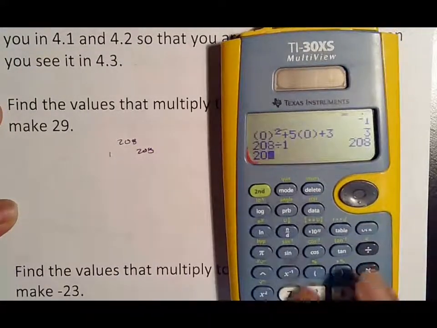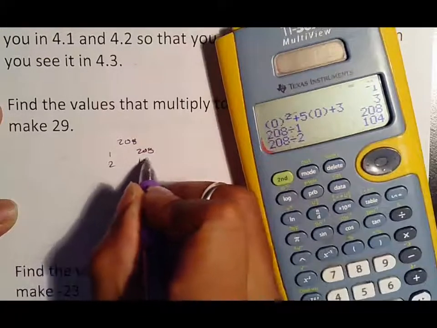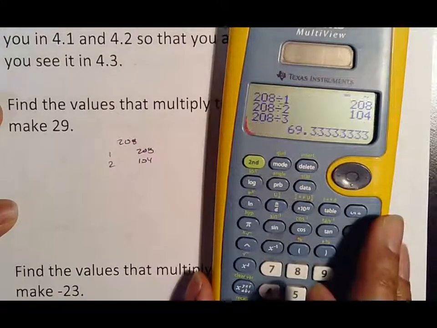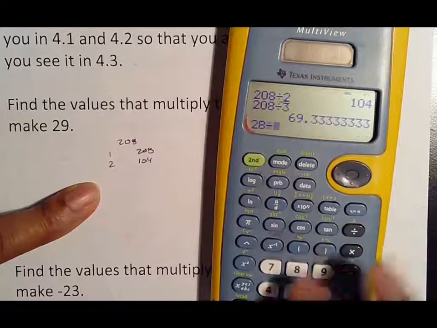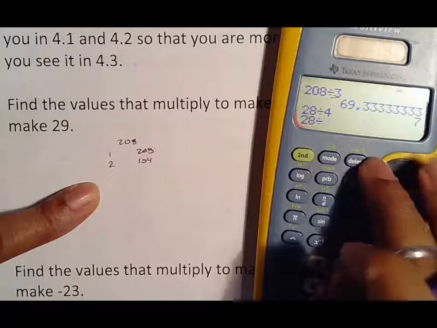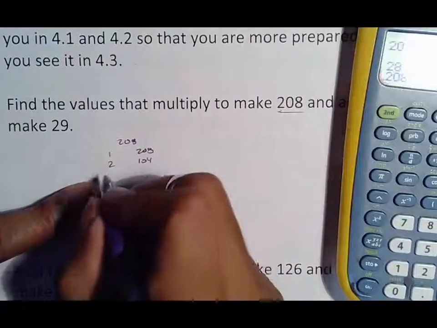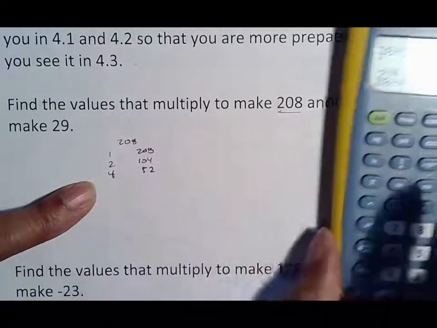Divided by 2. Again, if you can do it in your head, fine, but I'm just showing you on the calculator that even if you're not good with a calculator, you can still do it. 208 divided by 3 gives me a decimal, so 3 does not go in.